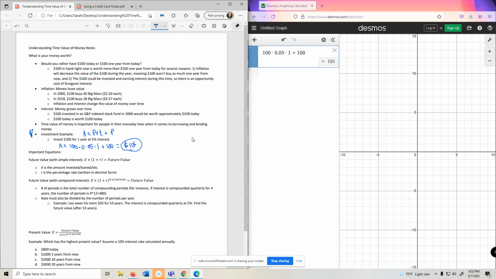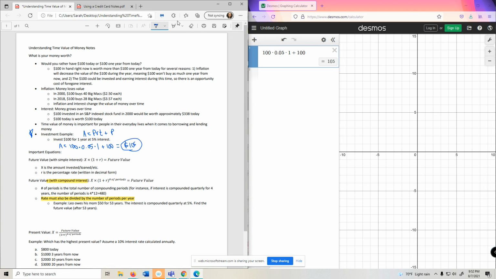We have this exponent, which is the total number of periods. So for instance, if your interest is being compounded quarterly, that'll be 4 times a year times however many years you're dealing with. And the other key thing here, which I almost forgot when I was doing some of these calculations, is that when you're dealing with compound interest, the rate must also be divided by the number of periods per year. And so we'll see this in context here.